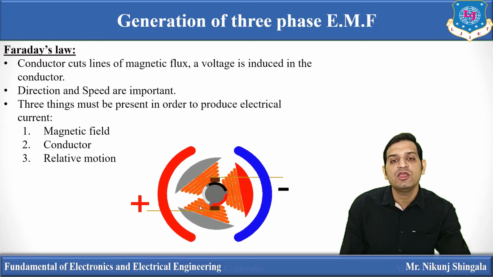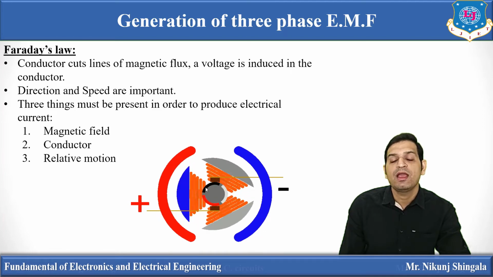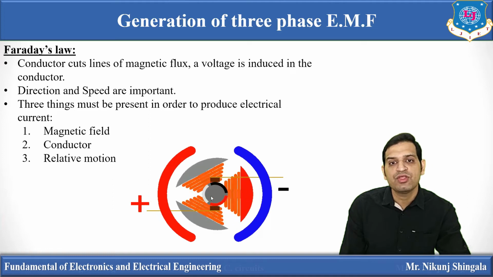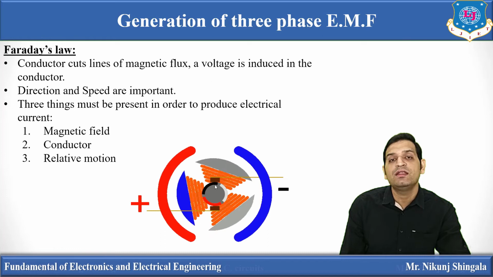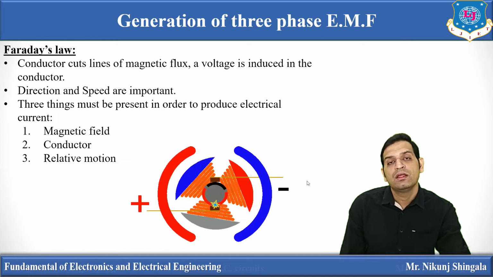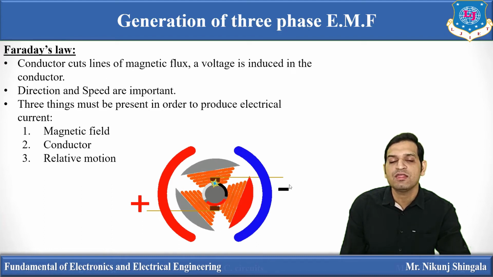So here you can see three coils which are displaced by 120-degree, placed in a magnetic field and rotating by some prime mover. According to Faraday's law of electromagnetic induction, voltage is induced in them, and because of the voltage, current will start to flow. That alternating voltage and current will flow through the brush to the load. So this is the basic arrangement, the basic setup for generation of three-phase EMF.